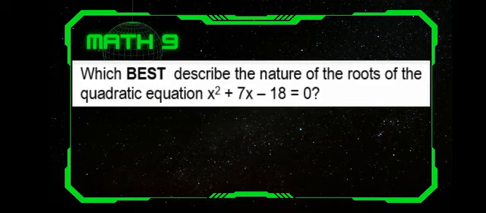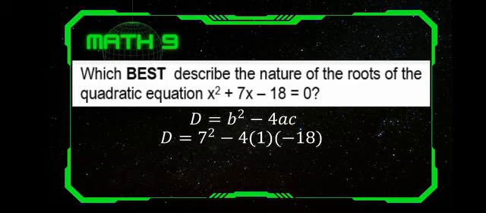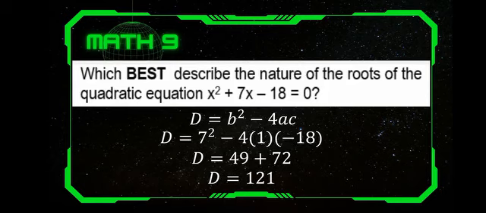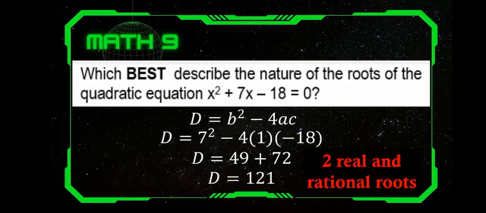Which best describes the nature of the roots of the quadratic equation x squared plus 7x minus 18 is equal to 0? So we will look for the discriminant. B is 7, A is 1, and C is negative 18. Simplify. 7 squared is 49. Negative 4 times 1 is negative 4, times negative 18, that is positive 72. Combine. The discriminant is 121. 121 is a perfect square, therefore the roots are 2 real and rational roots.